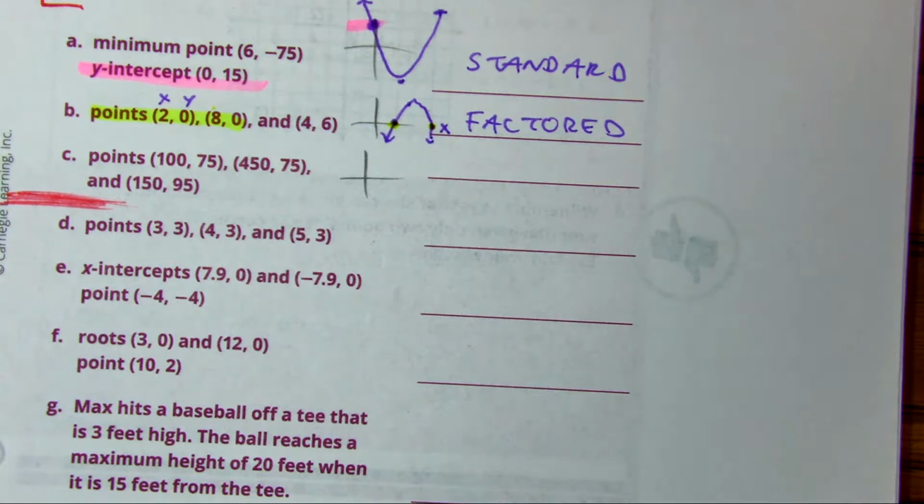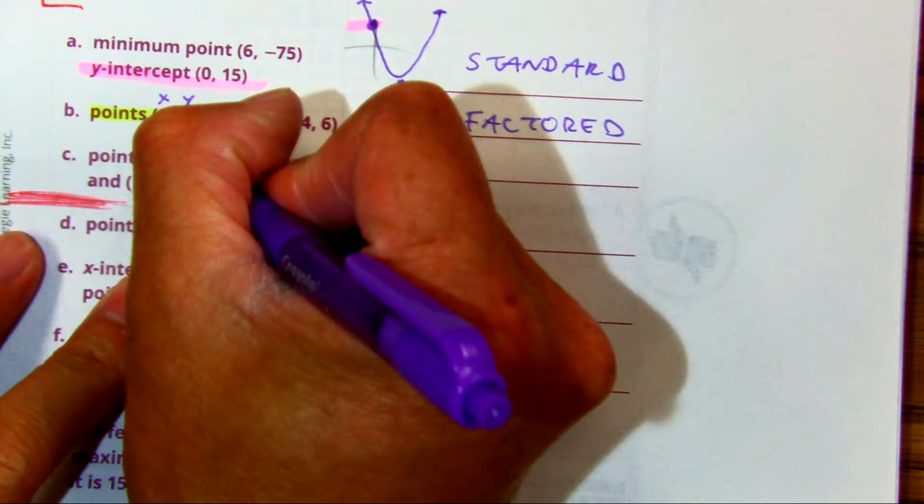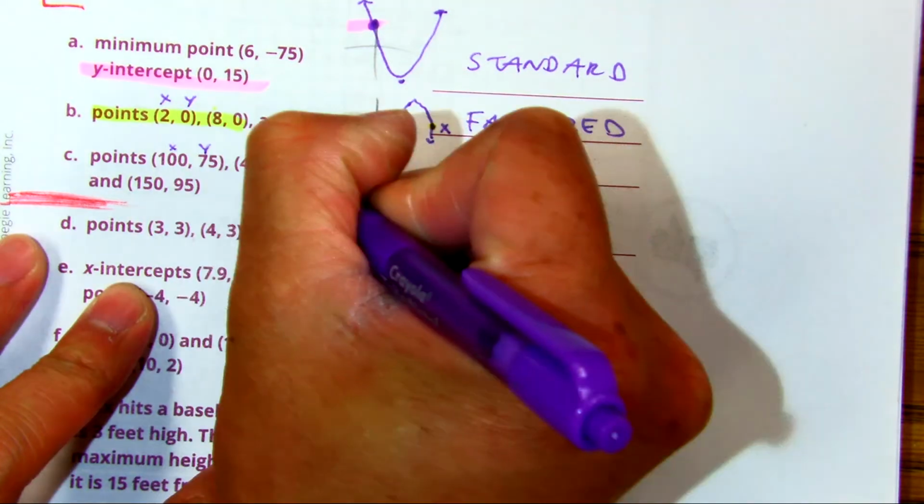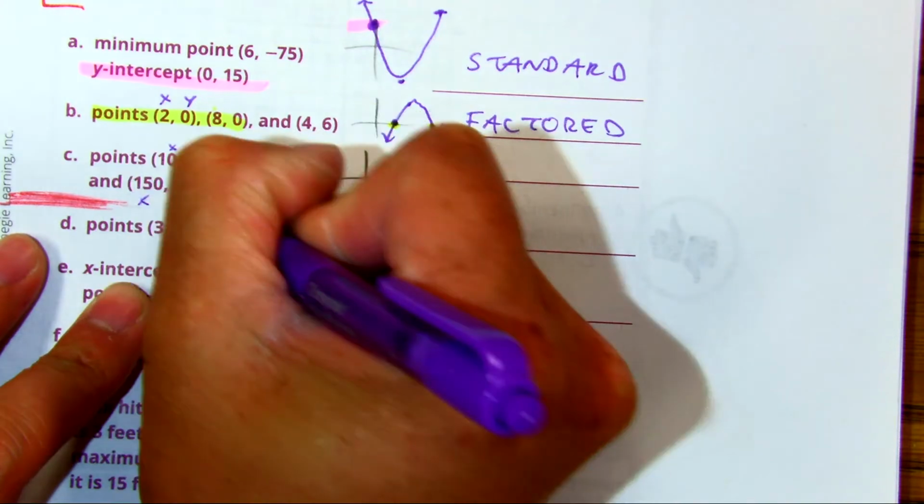Sebastian. Vertex form. How did you get vertex? Because it gives us the x and y. Okay. Each of them have an x and y. Yeah. Anything else?